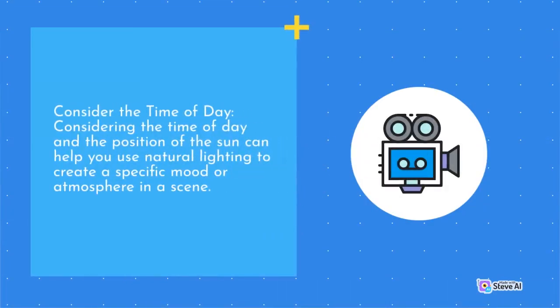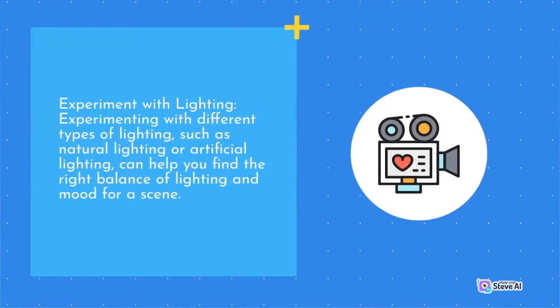Consider the time of day. Considering the time of day and the position of the sun can help you use natural lighting to create a specific mood or atmosphere in a scene. Experiment with lighting. Experimenting with different types of lighting, such as natural lighting or artificial lighting, can help you find the right balance of lighting and mood for a scene.